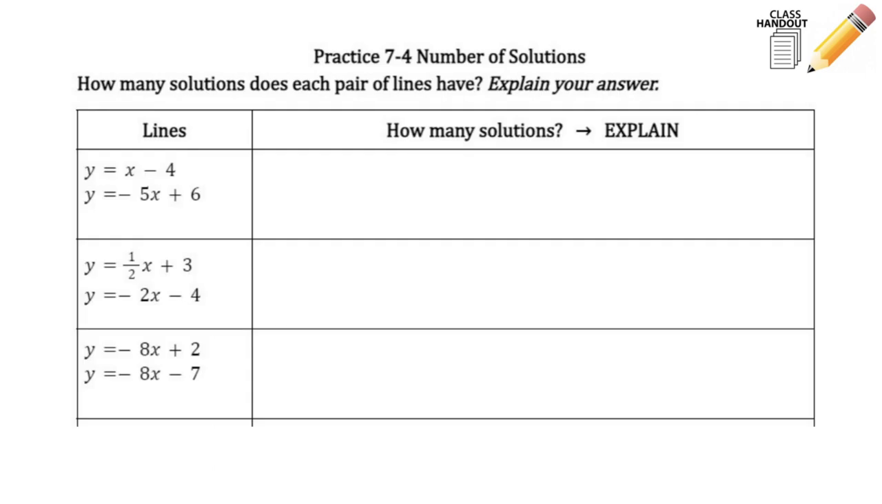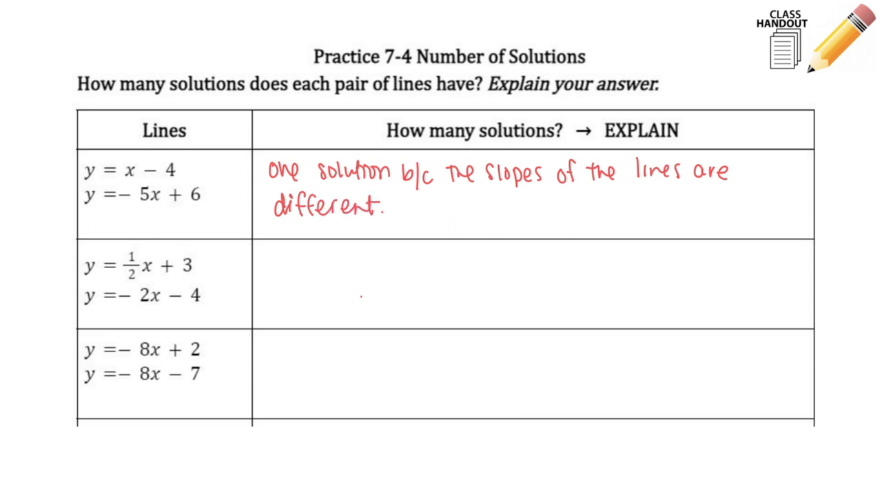All right, so let's look at these three problems from the practice. We're determining how many solutions each pair of lines have. Explain your answer. Starting with the first equation, if we look at the slopes, that's the first thing we should look at. We see that the slopes are different. Automatically, if the slopes are different, we know that there's going to be one solution. So these are going to have one solution because the slopes of the lines are different, which means they're going to intersect once.